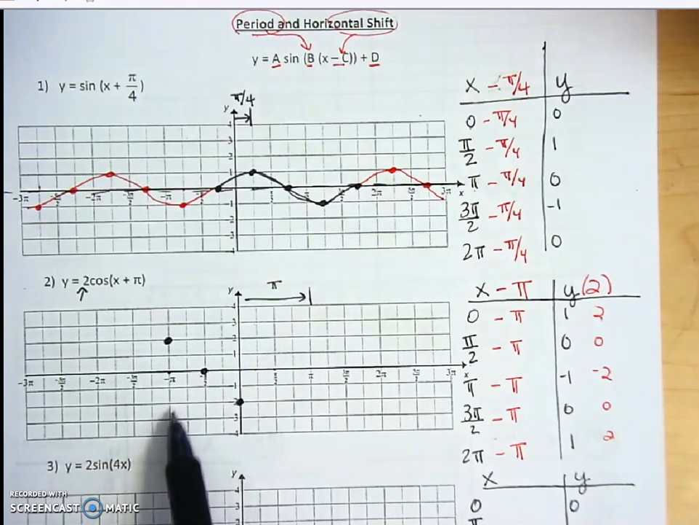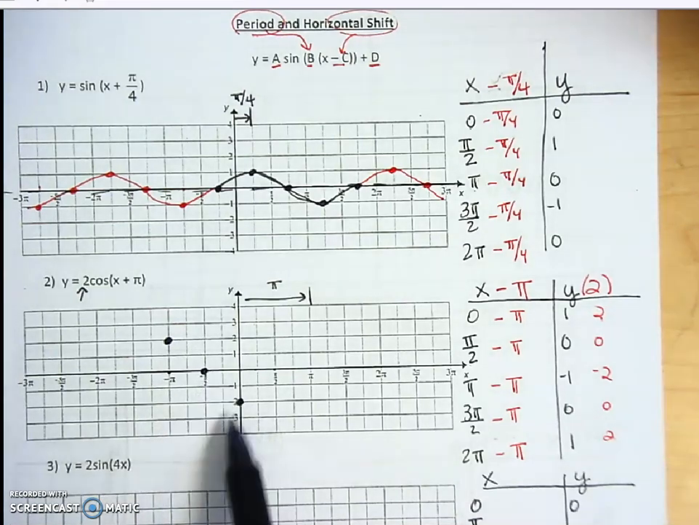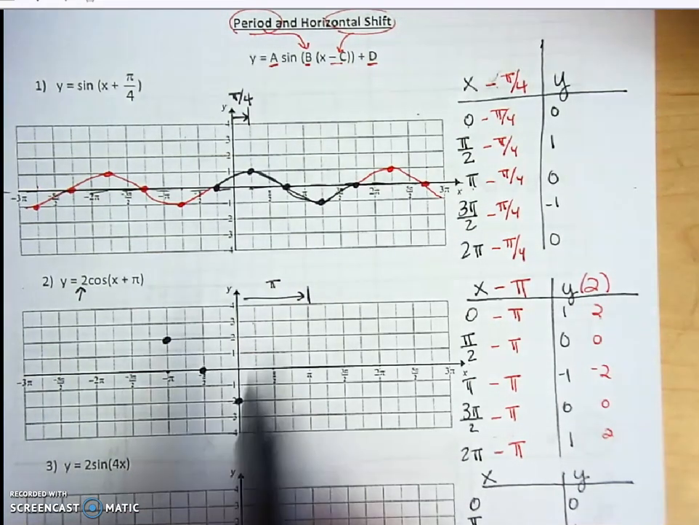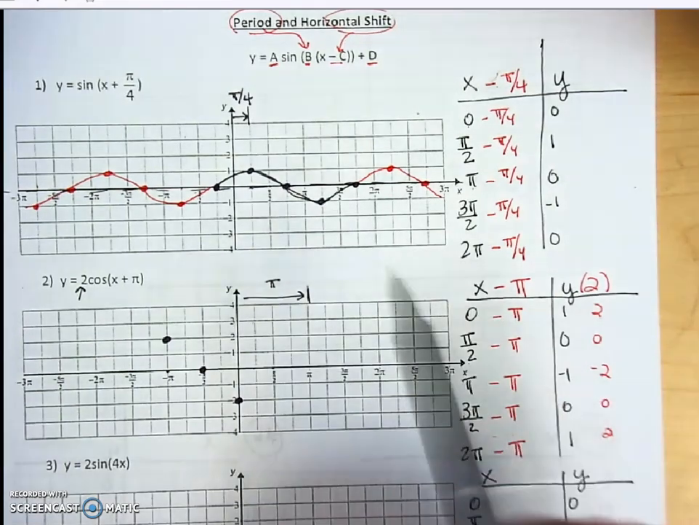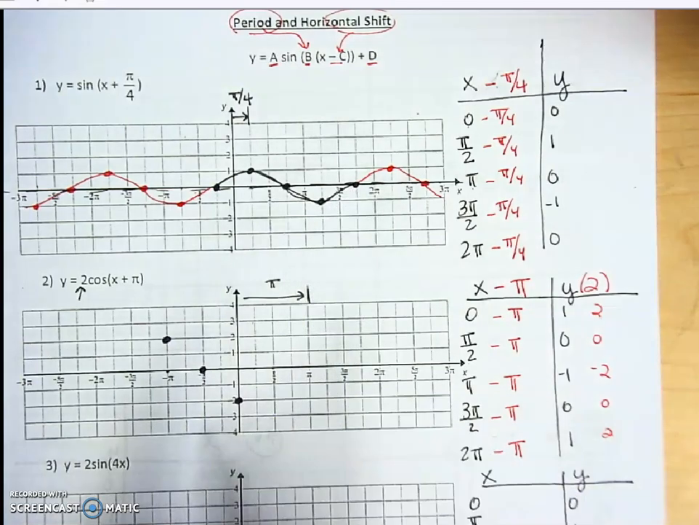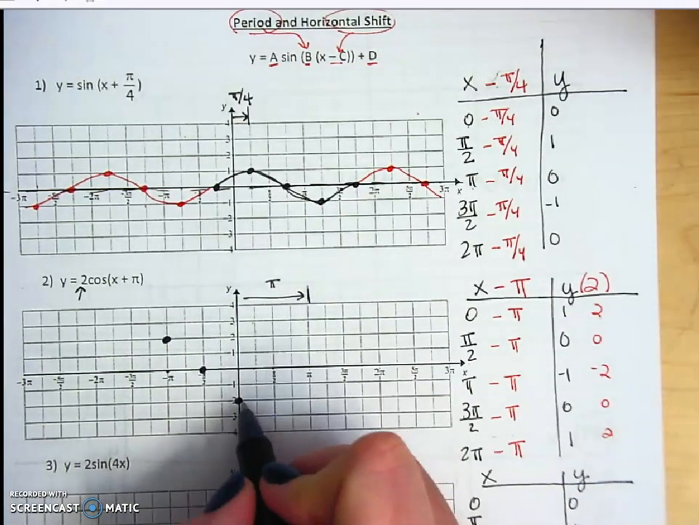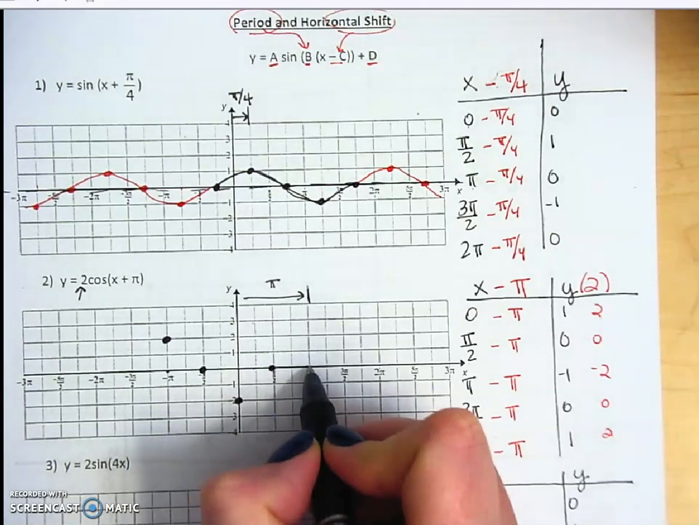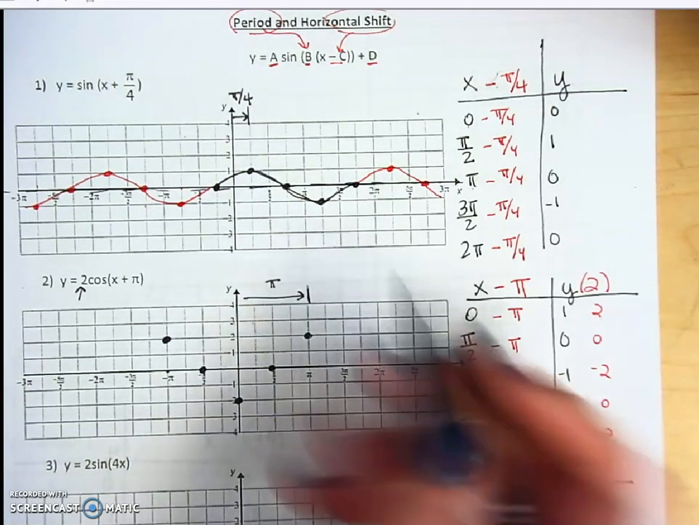So now you can see that I'm just counting over 2 grid marks between each point. So now I have a max, a mid, and a min. And each cycle, by the way, has 5 points. 1, 2, 3, 4, 5. So I have 3 so far. So now I'm just going to count over 2 and go up to the middle line, over 2, and up to the max.